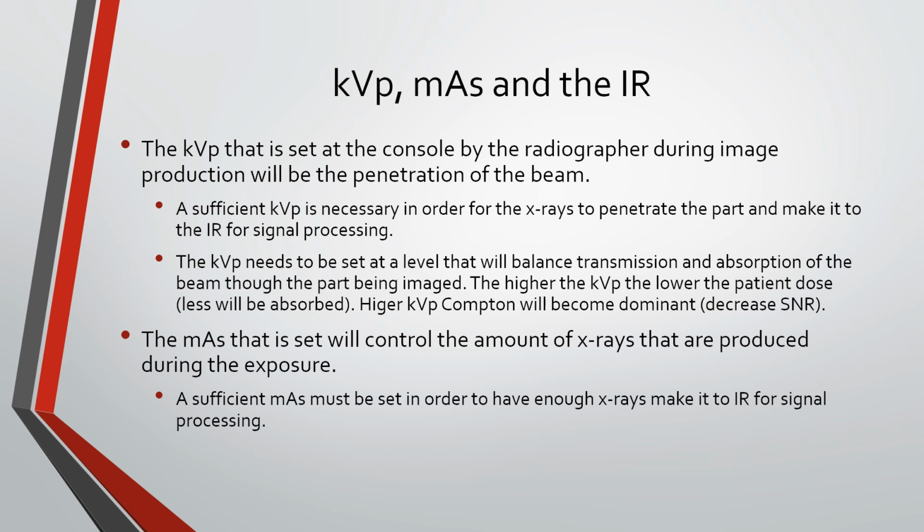The mAs that is set will control the amount of X-rays that are produced in the exposure, and a sufficient mAs must be set in order to have enough X-rays to make it to the IR for signal processing. Okay, so we need sufficient technique in order to make it to the patient, but an increase in the mAs has a direct effect on the patient dose. So if we double the mAs, we're doubling the patient dose. If we halve the mAs, we're halving the patient dose. So the goal is to get enough signal to the IR for image processing and balance the patient dose.